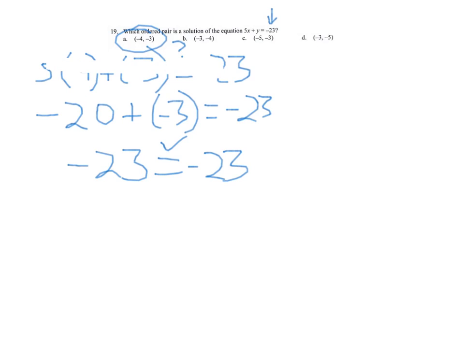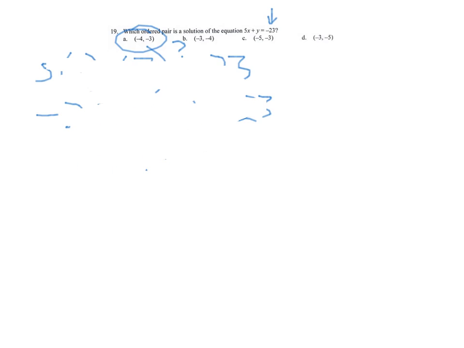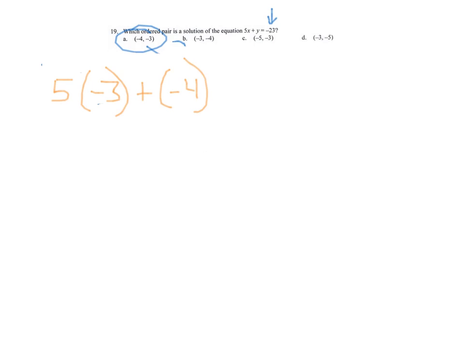Now if you try some of the other answers, there's got to be an easier way to erase. So if I tried B, that would be 5 times negative 3 plus negative 4, and we're going to check, is that equal to negative 23?